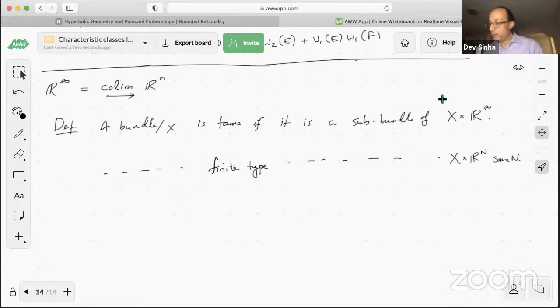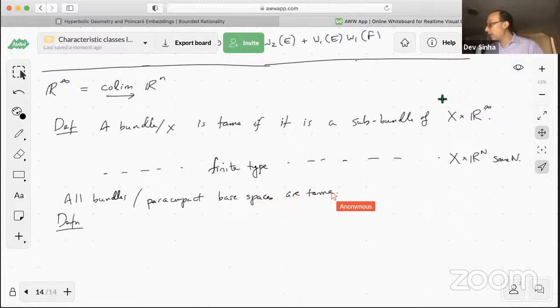And then you've got results so that all bundles over compact or even paracompact base spaces, which is most spaces you'd want to study, are tame. Again, that's a partition of unity argument. I think I gave it, but you can also compare with a finite base case, and then the paracompact case is straightforward. So compact is treated in Lemma 5.3 in Milnor and Stasheff.